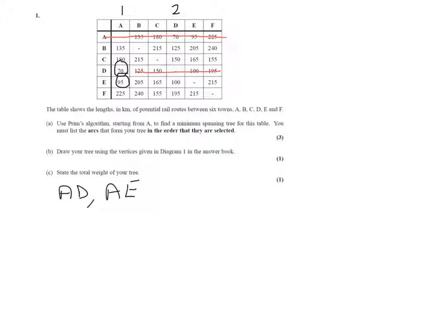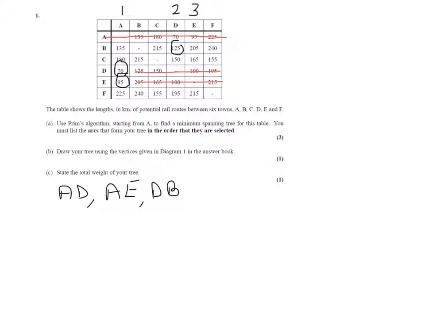We now delete the row in the matrix for row E and number E 3. We now put a ring around the lowest undeleted entry in the numbered columns. The lowest undeleted entry in the numbered columns is 125. So DB is the next arc to be added to the minimum spanning tree.